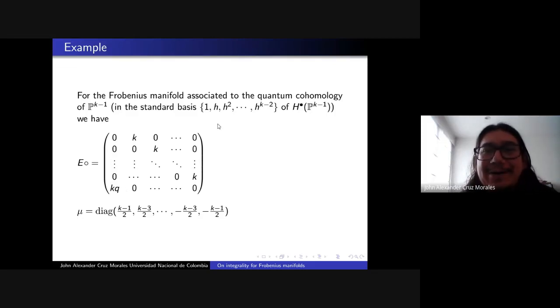Yes. Somehow the point is, what is the quantum cohomology ring of this? The cohomology ring of this is the polynomial ring in one variable, and the relation is x^k equal to 0, right? When you have the quantum cohomology ring, you add this parameter Q, and now the relation is x^k equal to Q. And that's the Q here, somehow the parameter of the deformation, right? Okay, cool. Thanks. Yeah, exactly.